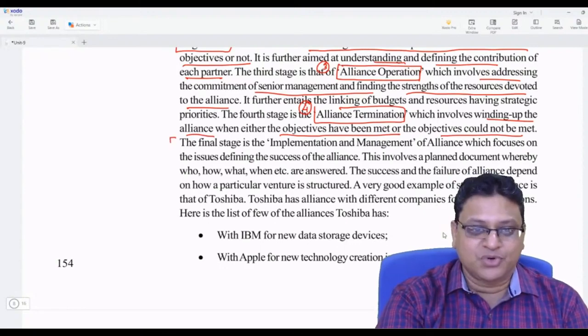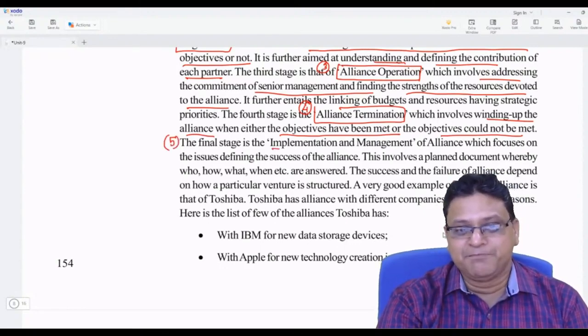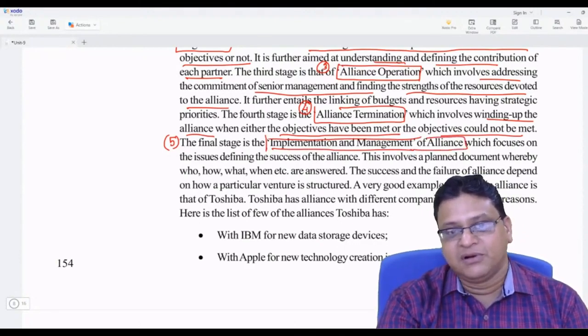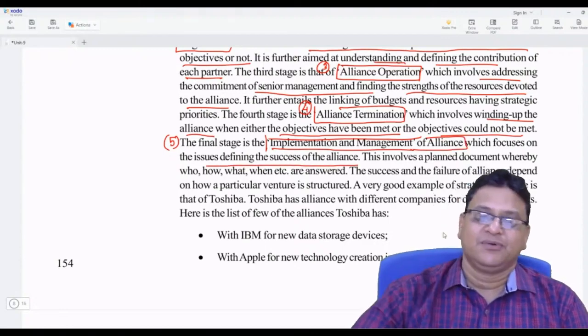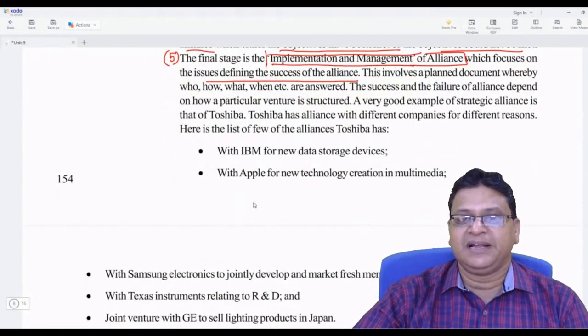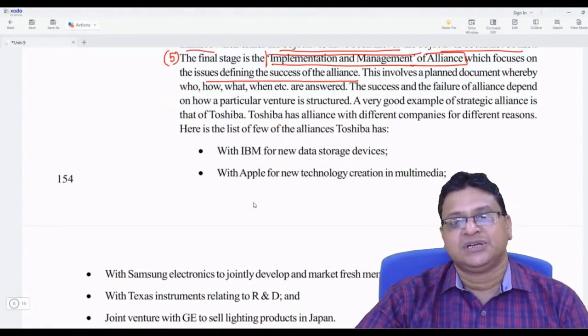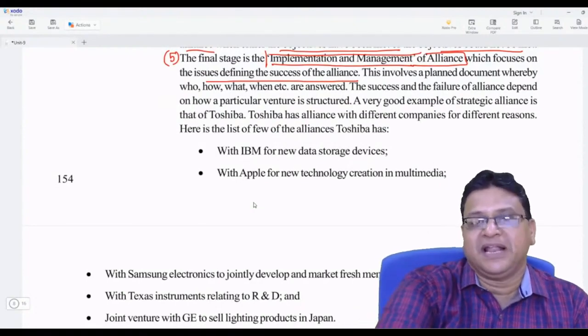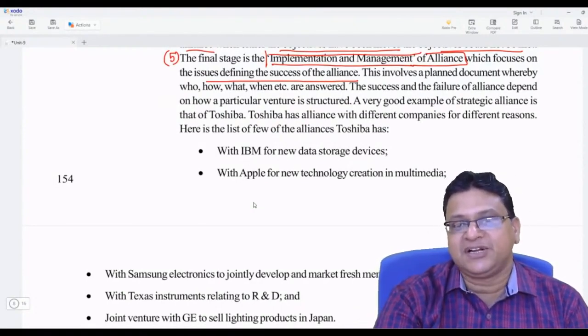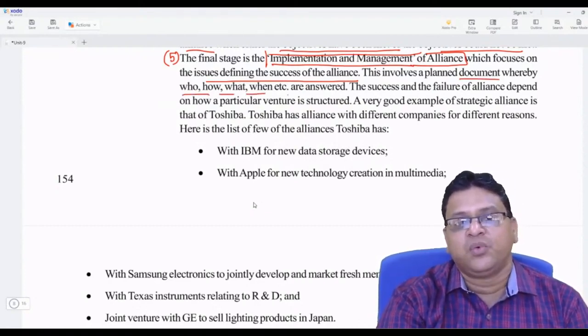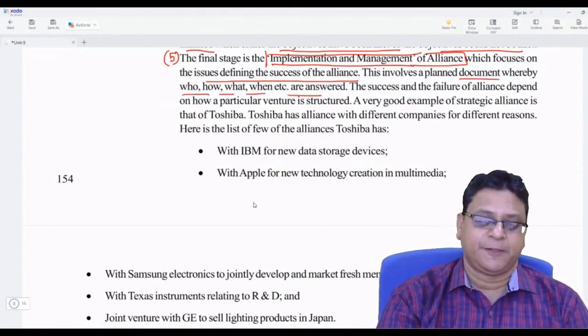And fifth and most important stage is implementation management. What is implementation management? It focuses on issues defining the success of the alliance. It defines different issues which involve the success of the alliance. It involves a planned document whereby you define who, how, what, when of the alliance.